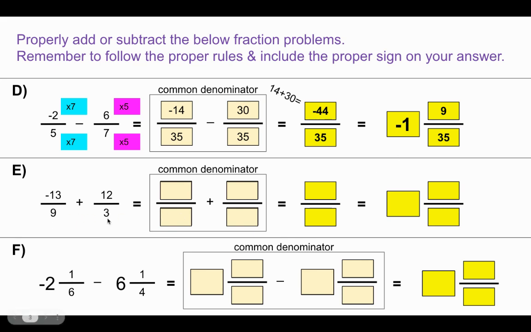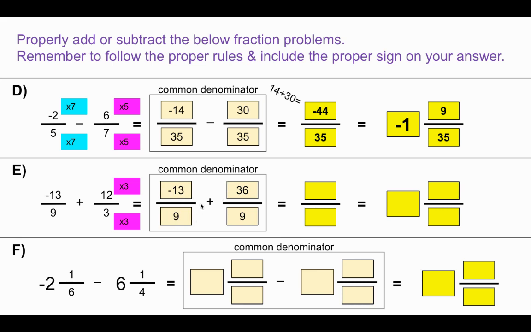All right, with this one, the first number that those guys have in common is 9. So we don't have to change that one, but we do have to change this one. All right, 3 times 3 will give you 9 there. So now we got those 9s. The -13, it's good to go. But we got to change this 12. Got to do 12 times 3 since we did the bottom times 3. So that's going to be 36.